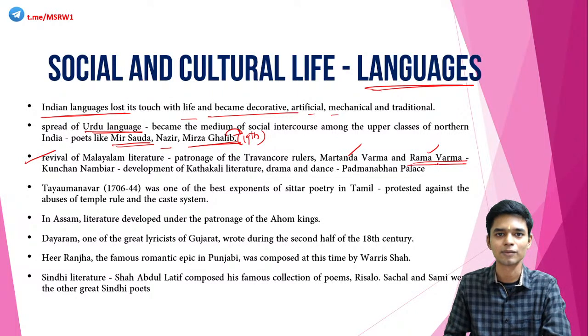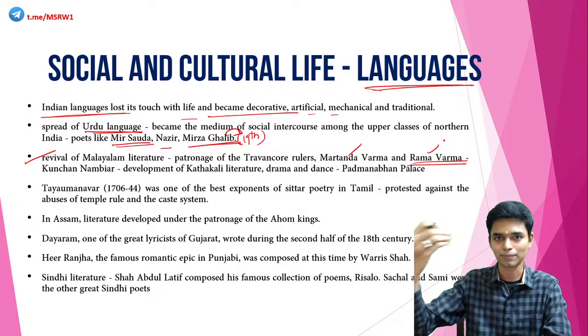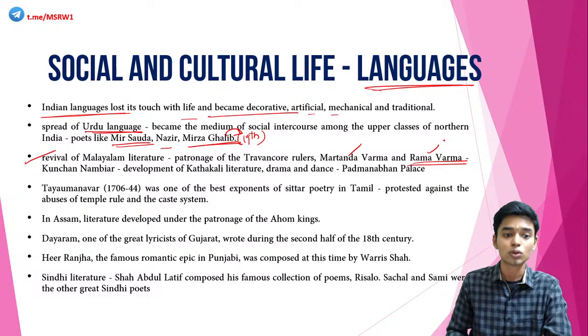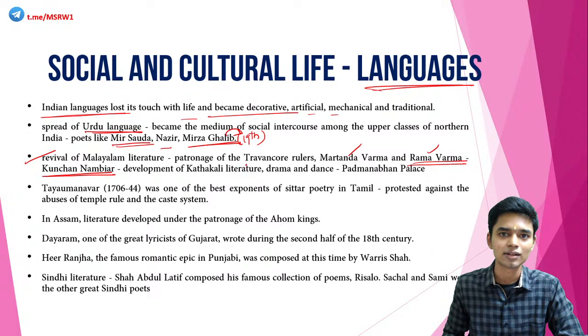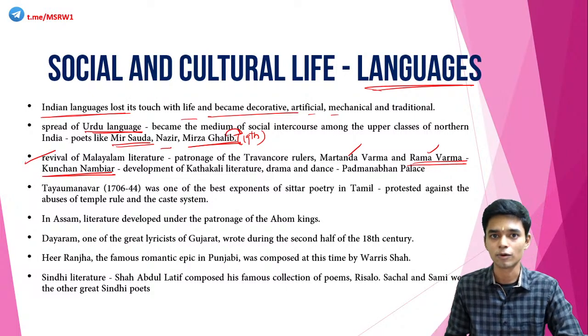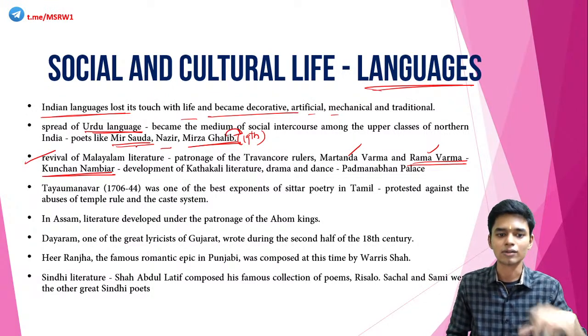He himself was a patron of arts. He himself was a playwright, an actor, etc., etc. Okay, so Malayalam literature flourished. Kunjan Nambyar, a very famous personality in Malayalam, is the proponent of the Ottan Tullal, another very important cultural form of Kerala. Okay, he lived around this time.